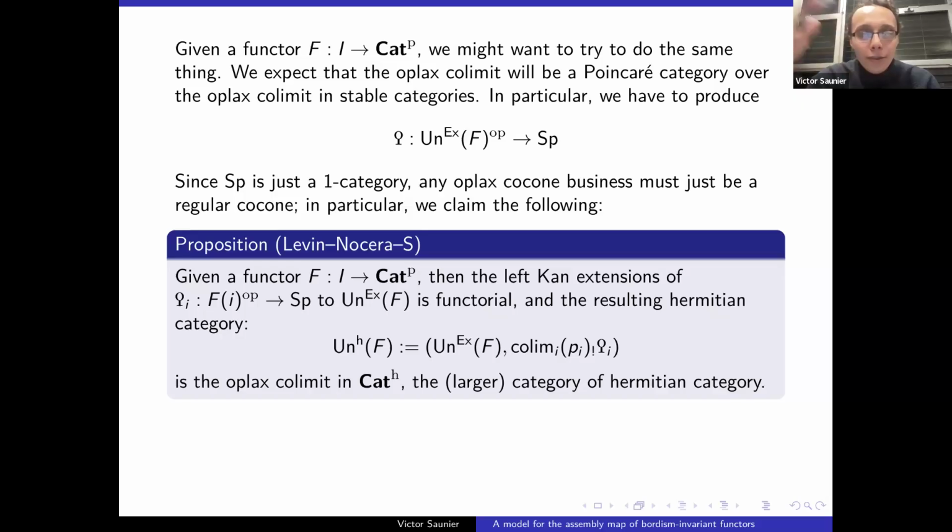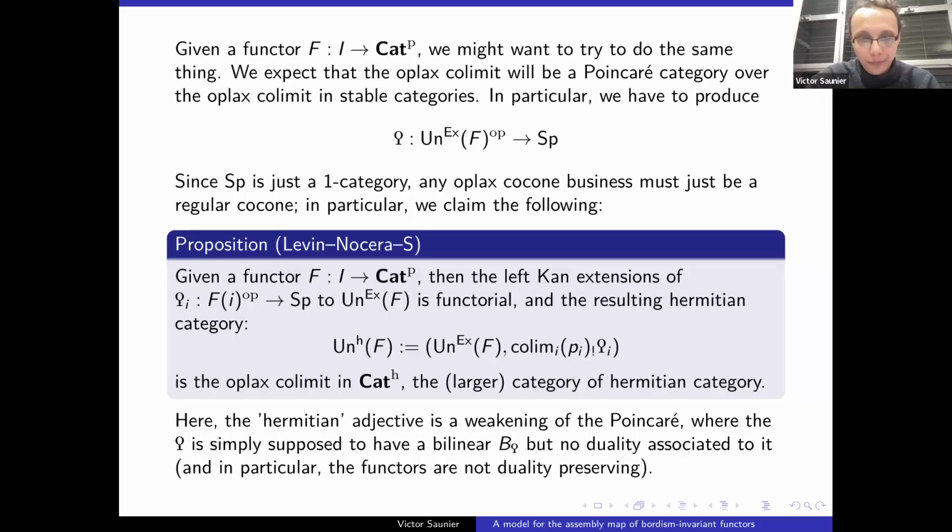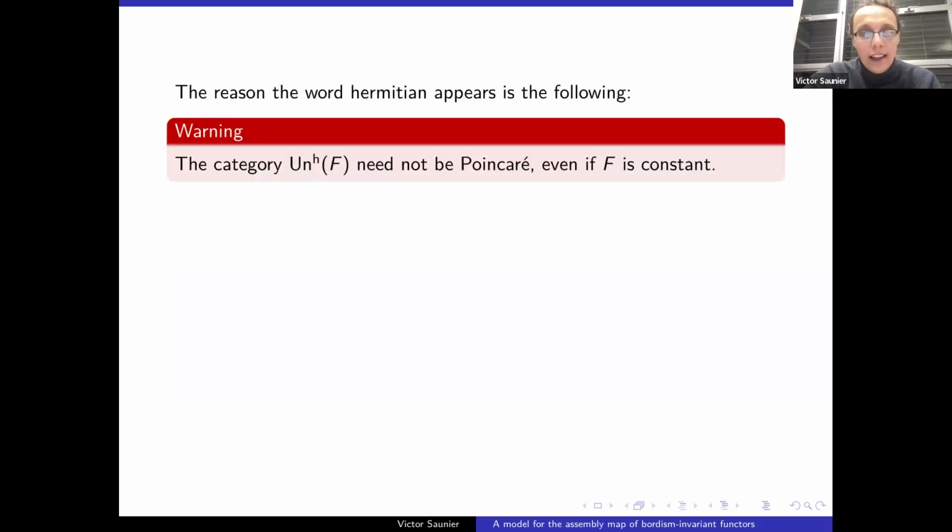In a sense, cat H is the version of cat P where I removed all of the conditions that were very one-categorical in essence, and I kept only the two-categorical things. And so the oplax colimit really naturally wants to live in this bigger guy, because it's really a two-categorical thing. And even if I start with a functor to Poincare categories, it's not true, and there are very easy counterexamples, that this UNH of F is a Poincare category. This does not work.